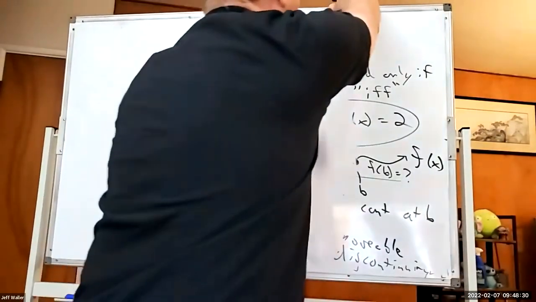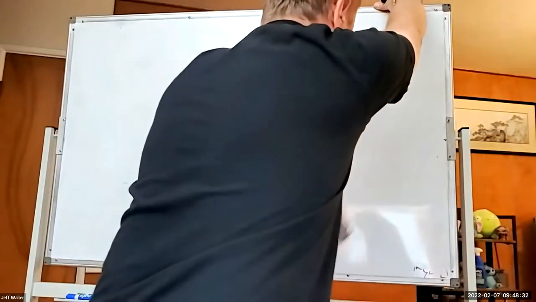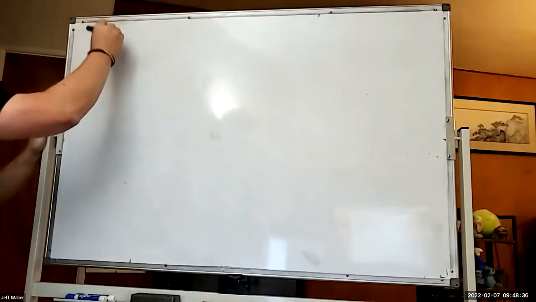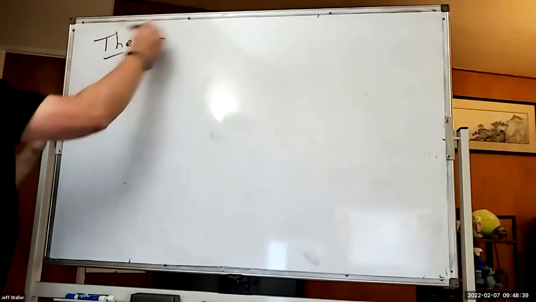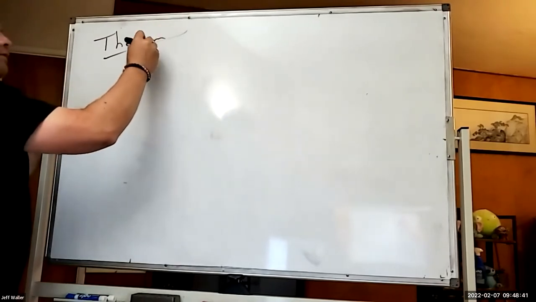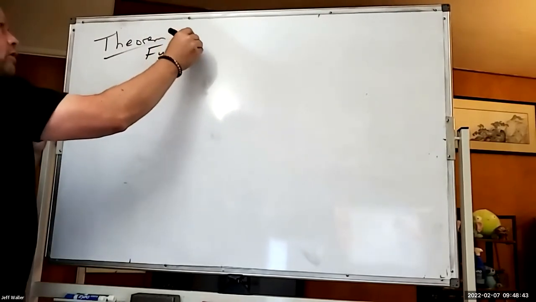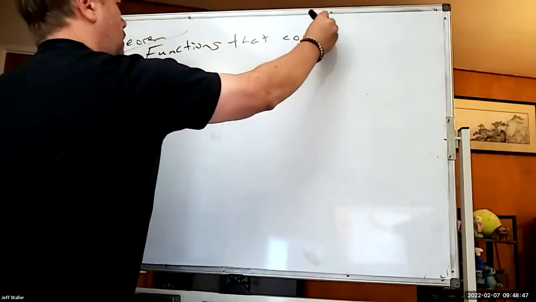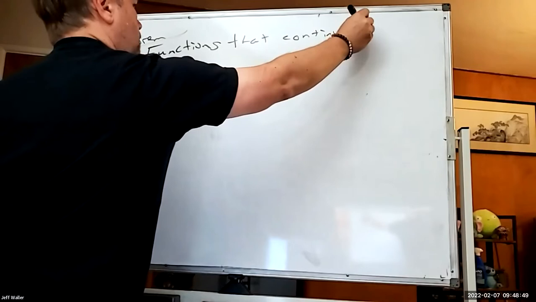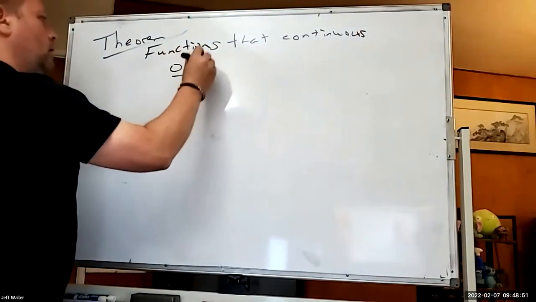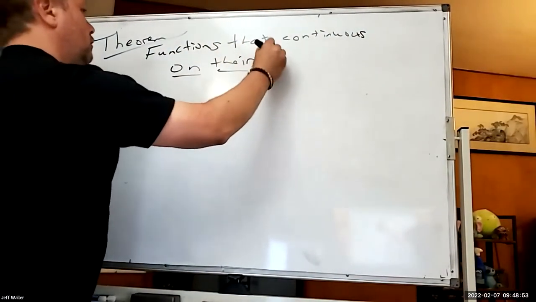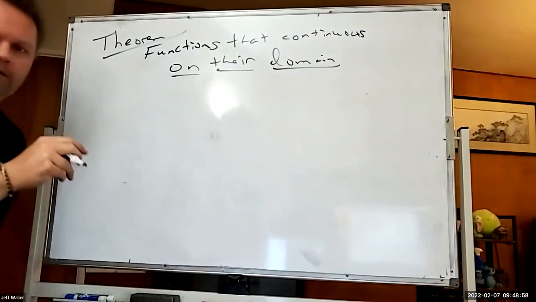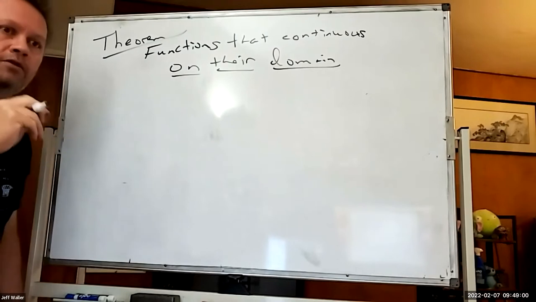There's a really beautiful little theorem. I forget what page it's on, and I should probably look it up, but it talks about the functions that we know for sure are continuous. Functions that are continuous on their domain.